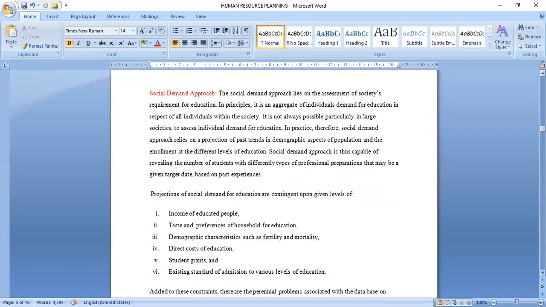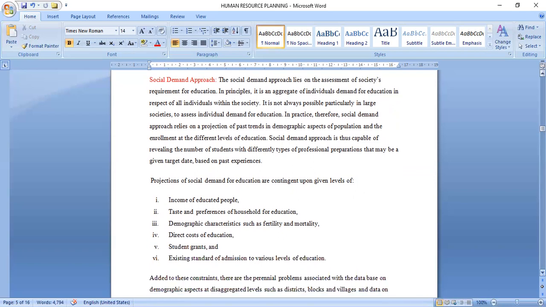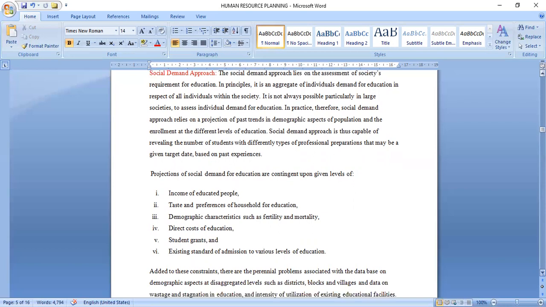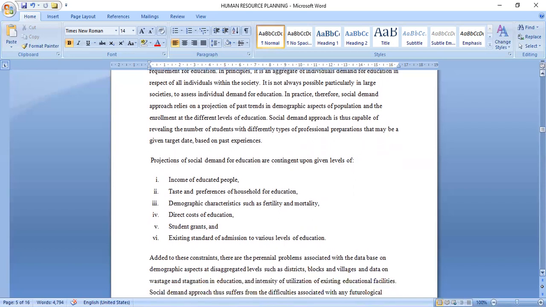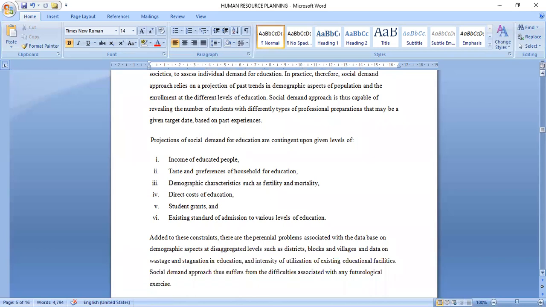That is the social demand approach, which basically looks at what society requires for education, what society treasures for education. So the human resource managers should know the society's attitude towards education. For example, if the society treasures education, then most of the people will be educated, and therefore it will not be a struggle to get the required workers.